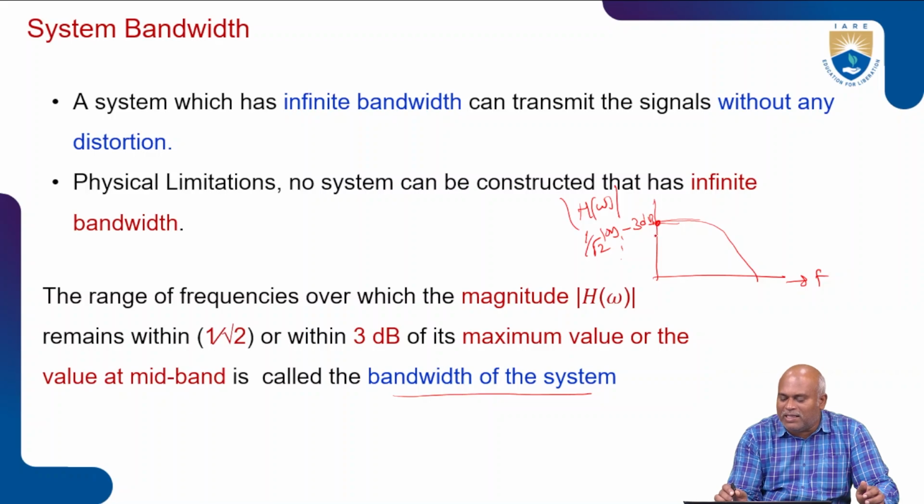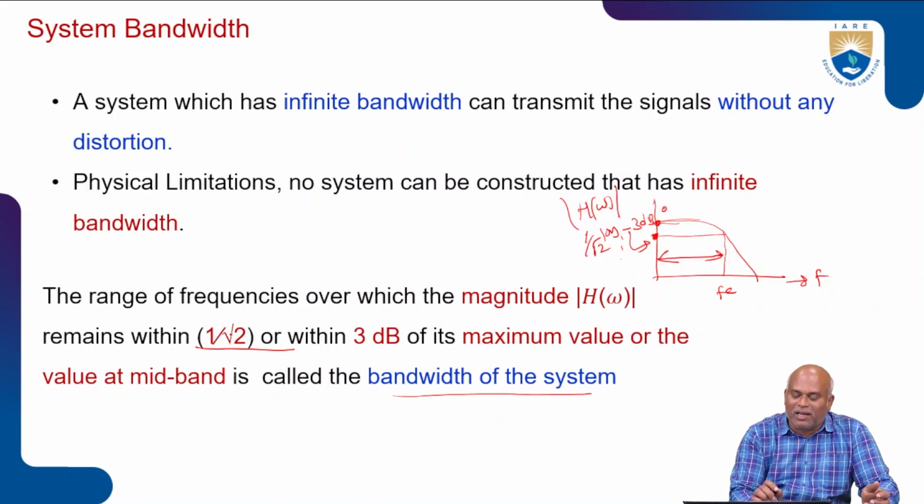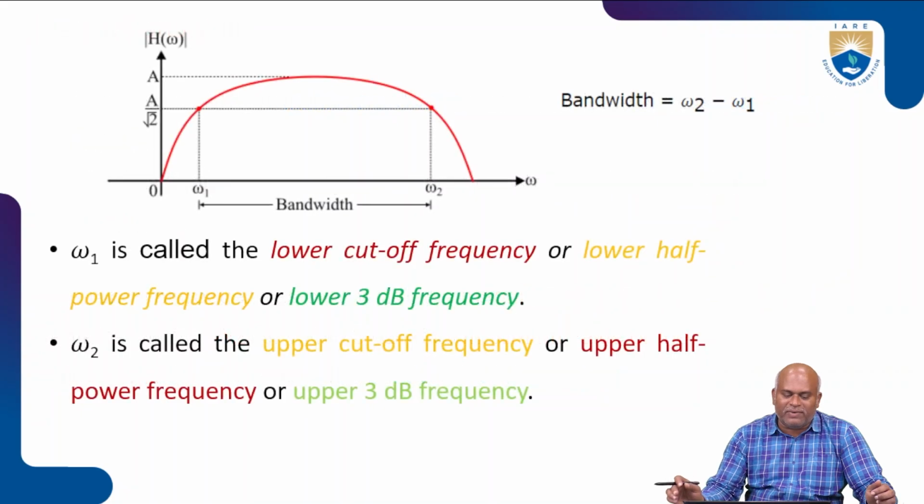We take here this as 0, and this is represented as minus 3 dB or 1 by root 2. Then we draw one straight line. Where it reaches, that component value is the system allowable frequency. That's why, for the system magnitude response, the attenuation of 1 by root 2 or minus 3 dB of the maximum value, or the value at mid band, is called the bandwidth of the system. Next, we look at how the bandwidth of the system is specified.